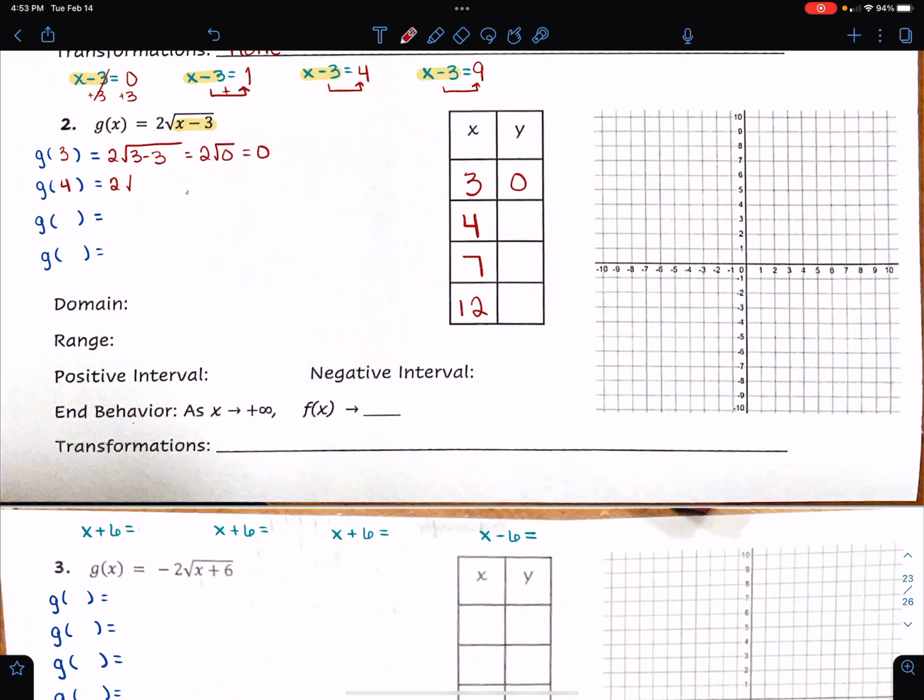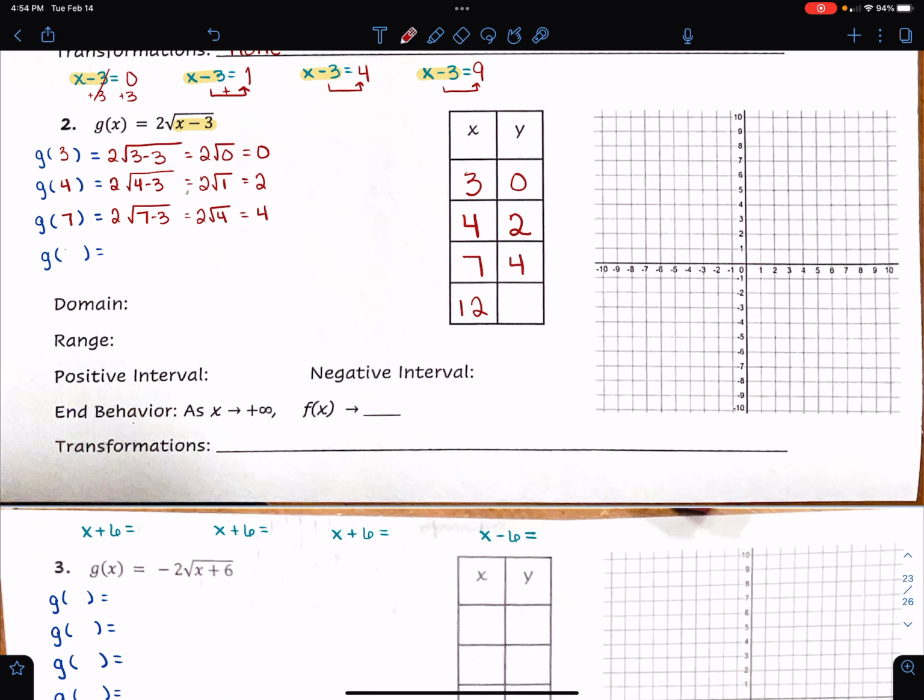Next I'm going to substitute 4 into the equation. So I will have 2, and then I will have 4 minus 3. This will give me 2 radical 1. The square root of 1 is 1, times 2 gives me 2. When we substituted in 4, I got out 2. Now let's substitute in 7. So I have 2, and then 7 minus 3 gives me 2 radical 4. Square root of 4 is 2. 2 times 2 gives me 4.